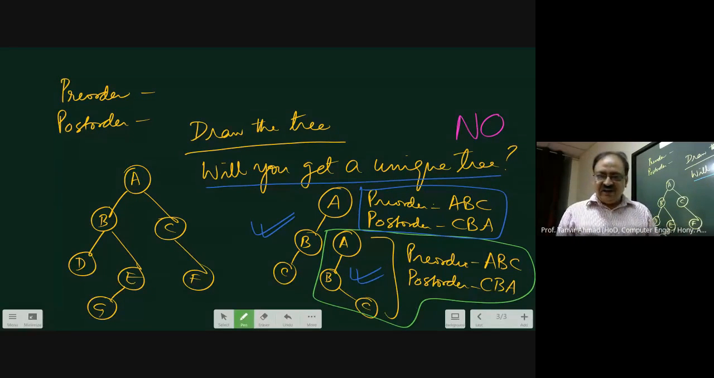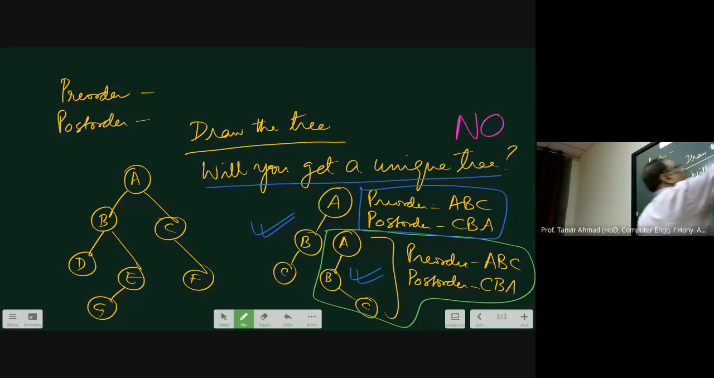You make a tree and try to check both the traversals. Is it correct? If it is correct, then that tree is correct. Otherwise, if it is not correct, you modify it and check that both the traversals are correct. Are you getting the point?